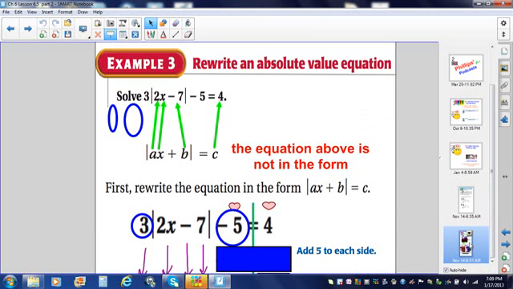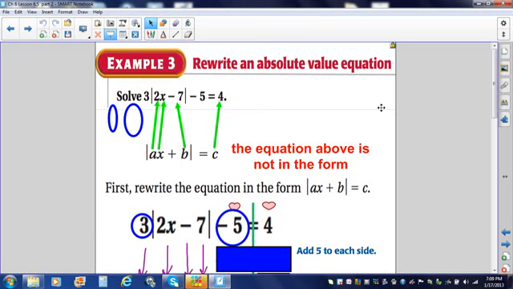In our last podcast, we talked about absolute value. We said absolute value is how many spaces a number is from 0, or how far a number is from 0. If you would, please copy down this problem: 3|2x - 7| - 5 = 4.